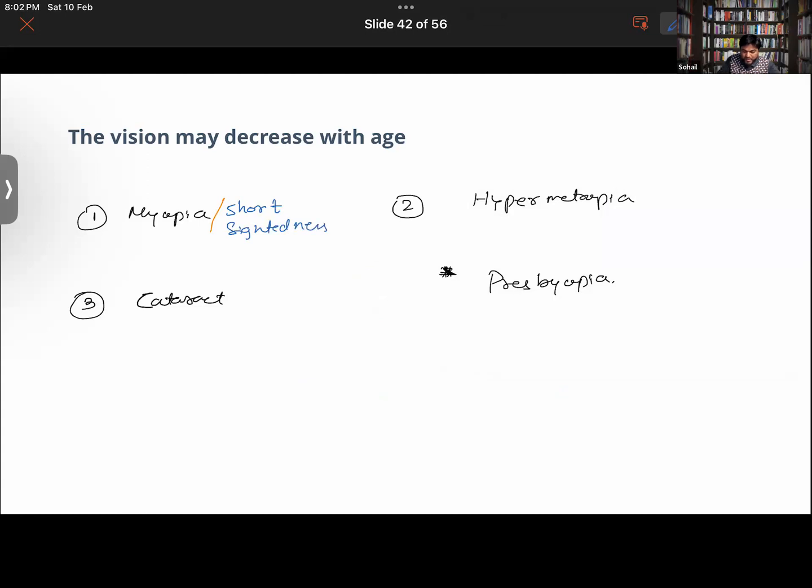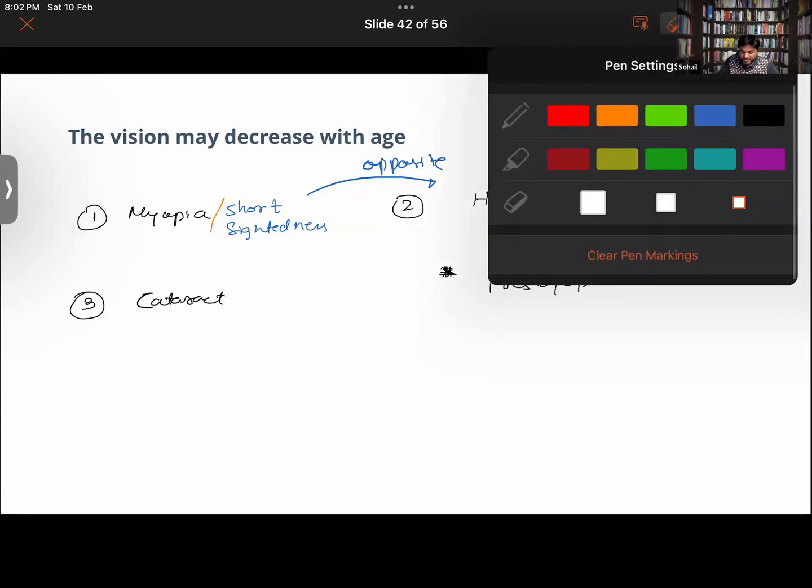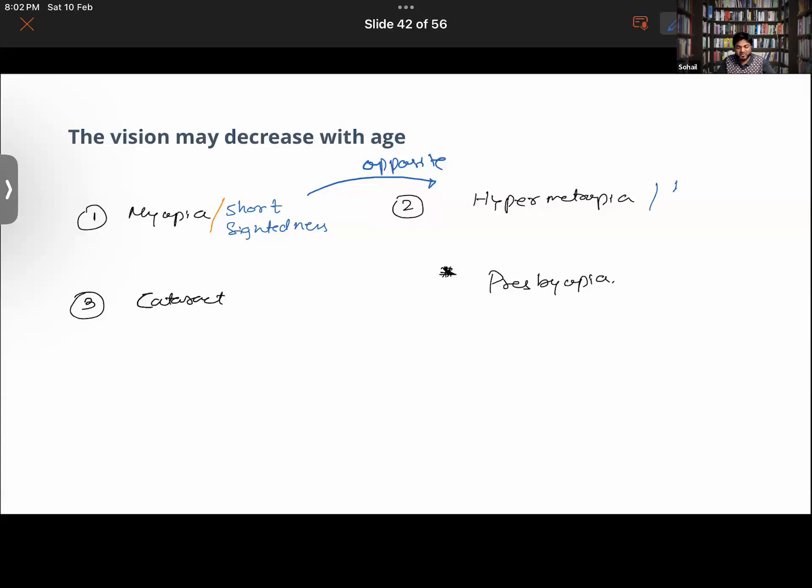And hypermetropia is nothing but just the opposite of myopia. Long-sightedness. Exactly. So in this, the person will be able to see the distant objects very clearly, but won't be able to see the nearby objects clearly. So that is called long-sightedness. Is that clear to everyone?